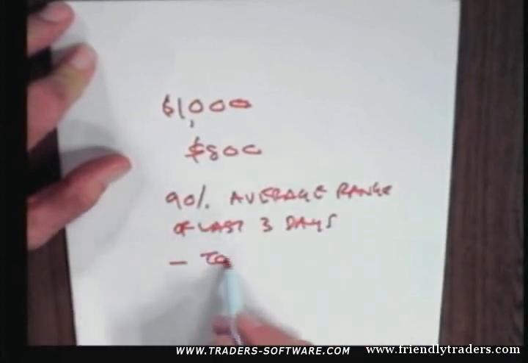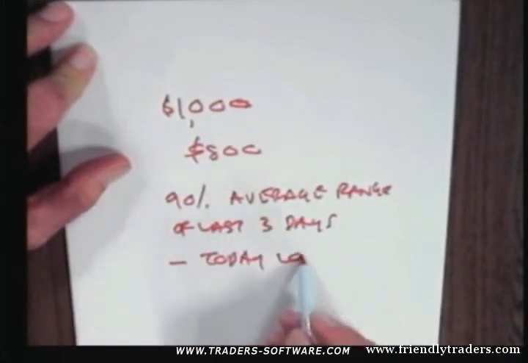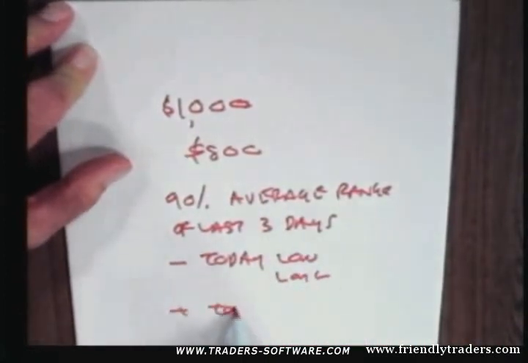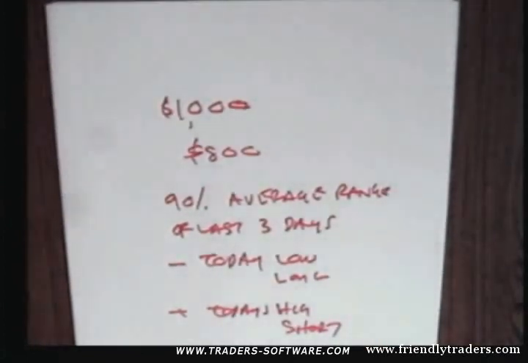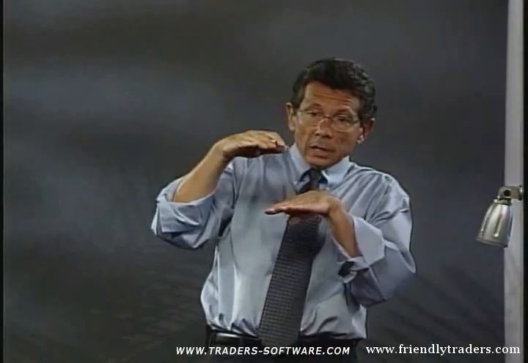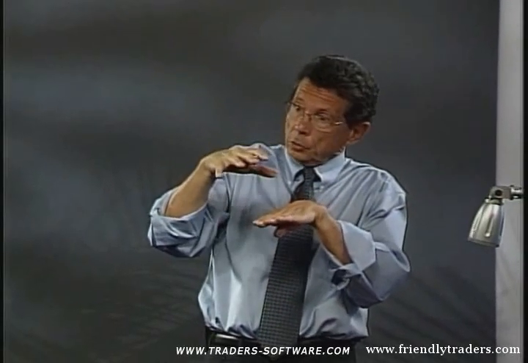Subtracted from today's low if you're long, plus today's high if short. That's a pretty good operating rule. That way, if the market's really volatile, that 90% of the average range will be bigger. If the market's not volatile, then you'll be a little closer to the market. So we let the market tell us where the stop should be, not us guessing where the stop should be.